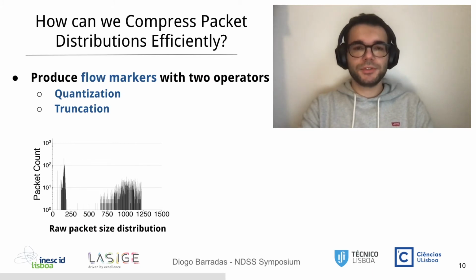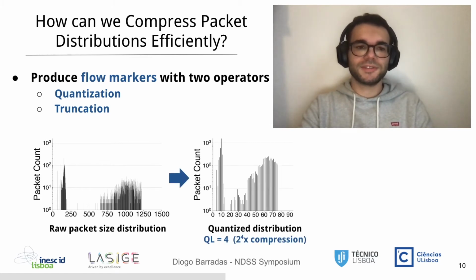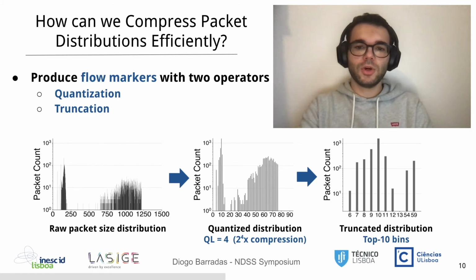So, to compress packet distributions efficiently, FlowLens makes use of 2 operators, quantization and truncation. In this plot we can see what the raw packet size distribution for a particular flow looks like if we assume the maximum packet size to be up to 1500 bytes. By using quantization, we obtain a coarser representation of this same distribution. Further, by applying a pre-training step using a supervised learning algorithm, we can select the top n most important bins from this quantized distribution and use that as our flow marker. By following this process, we are able to compress the original packet size distribution over 150 times.